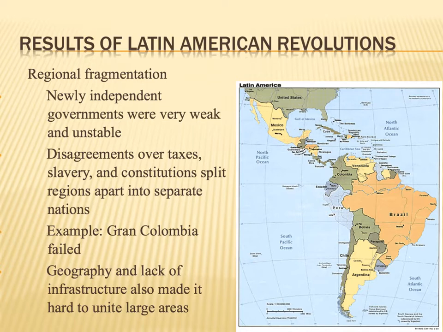Another issue is geography and lack of infrastructure. The Spanish had not built up a lot of infrastructure in the colonies. For example, they didn't have a lot of railroads. And the geography of Latin America is very diverse. There's deserts, mountains, rainforests, etc. To travel throughout different parts of it can be very difficult without a good road system and railroads. And so that made it very hard to tie all of Latin America together when they didn't really have good transportation or communication systems in place already.